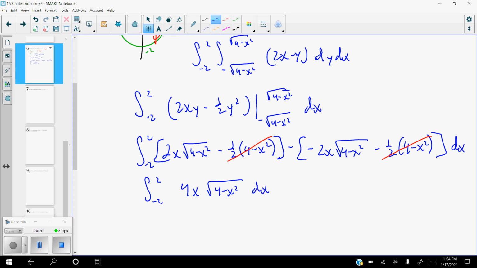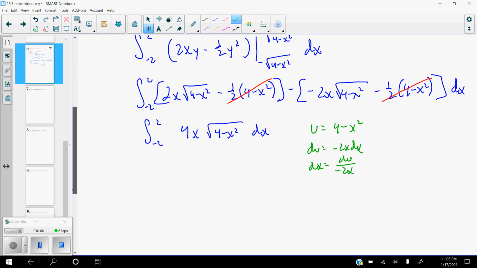And from here, it's not horrible. It looks like it's just going to be a relatively easy u substitution. So u here is going to be 4 minus x squared. That's the composite piece. du will be -2x dx. And dx is going to be du over -2x.